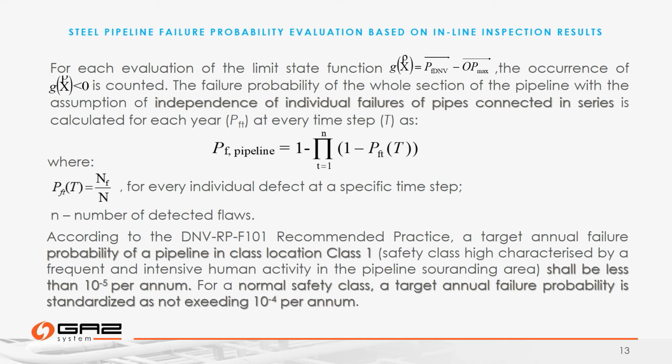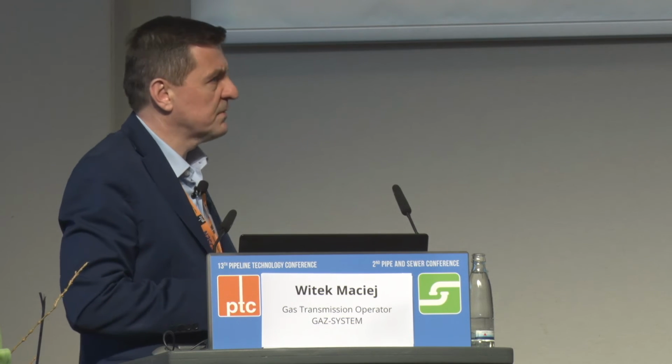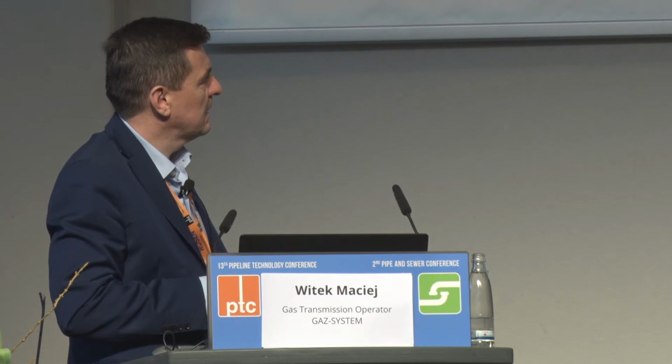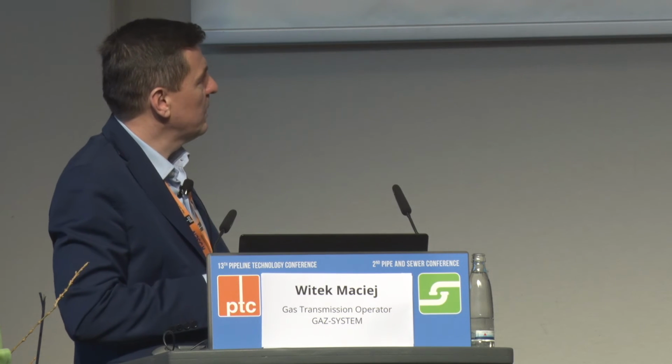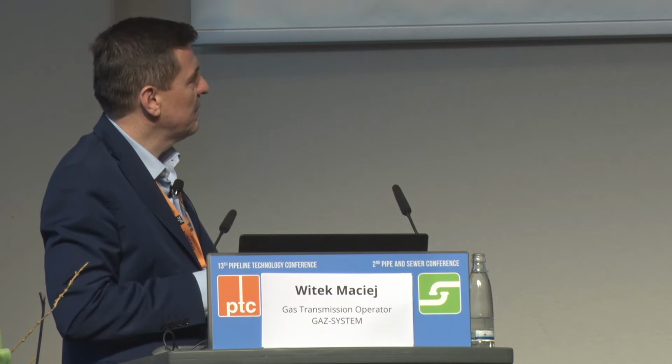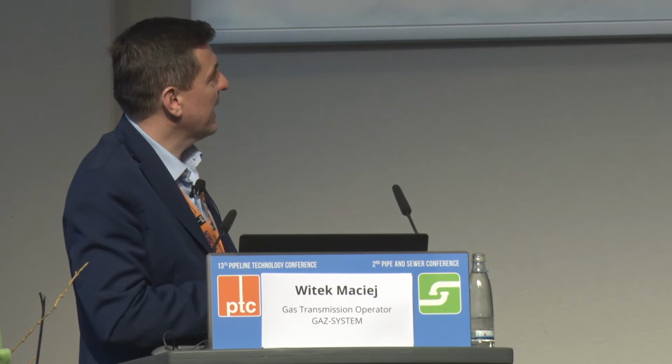And the failure probability is compared to the code-based target probabilities, which depend on the so-called pipeline safety class. Safety class low, the probability is 10 to the minus 3, and for the safety class normal 10 to the minus 4 per annum, and for the high safety class 10 to the minus 5 per annum. It is code-based, derived from DNV recommended practice.